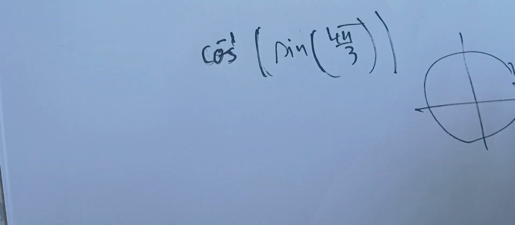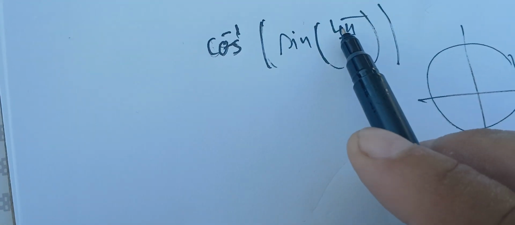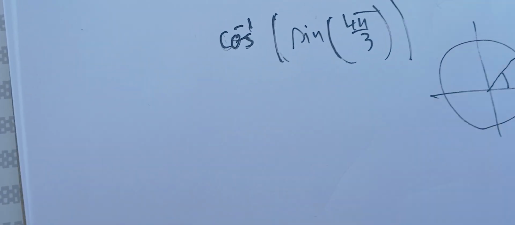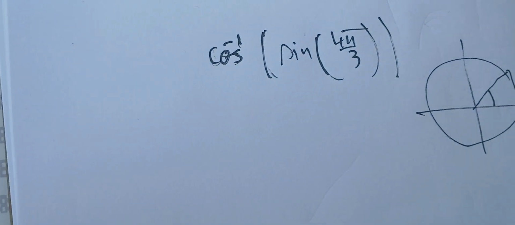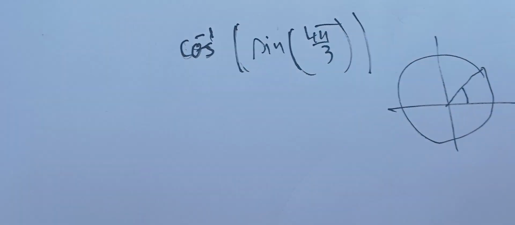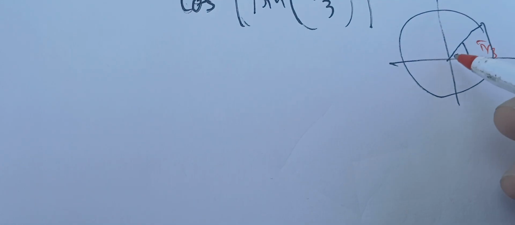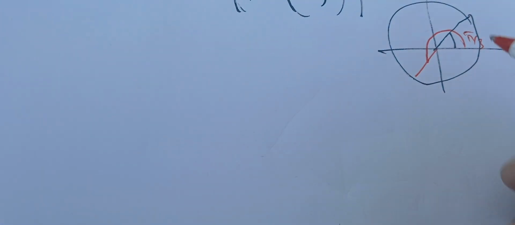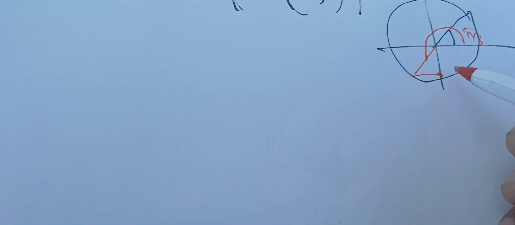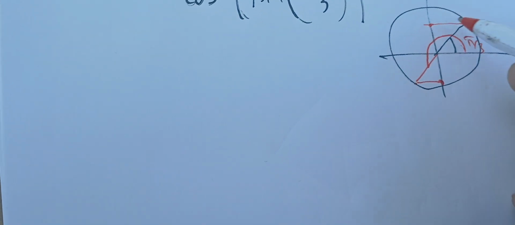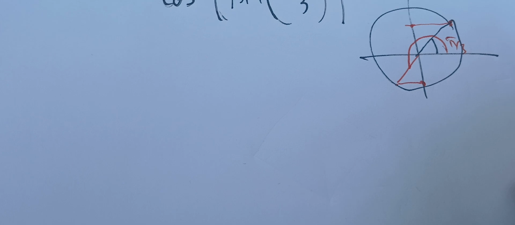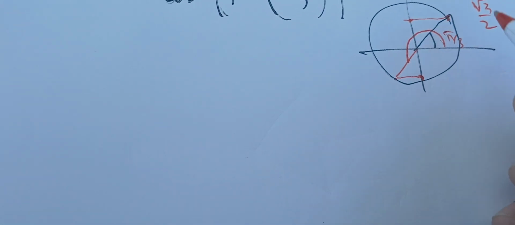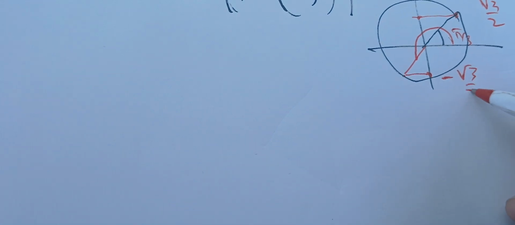Remember that this angle 4 pi over 3 can be written as pi over 3 plus pi, because we're going to see why we have to do this. So pi over 3 plus pi is this angle, which is 4 pi over 3. We know that sine of pi over 3 is square root of 3 over 2. The sine of 4 pi over 3 is minus square root of 3 over 2.